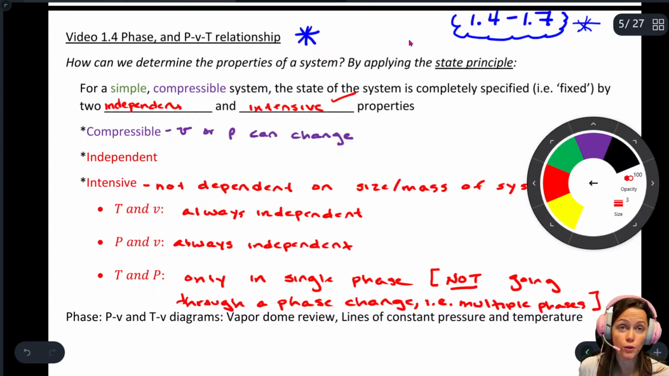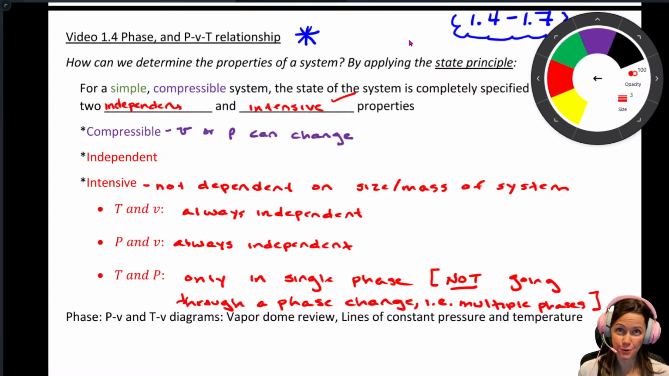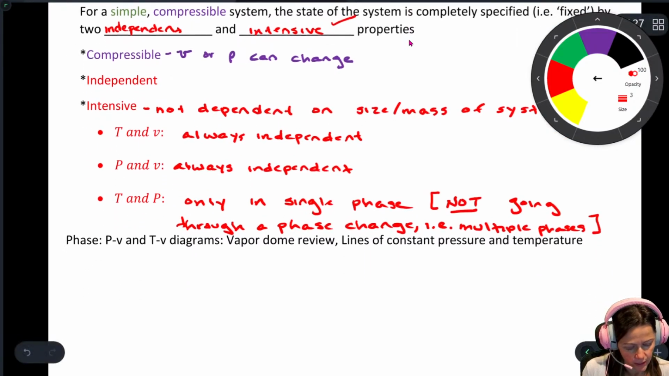Right, so if you've got water, for example, and we deal a lot with water in this class, when water is boiling, you have a mixture of two phases going on. You've got liquid and gas. And so temperature and pressure in that case would not be enough to fix your state. All right.